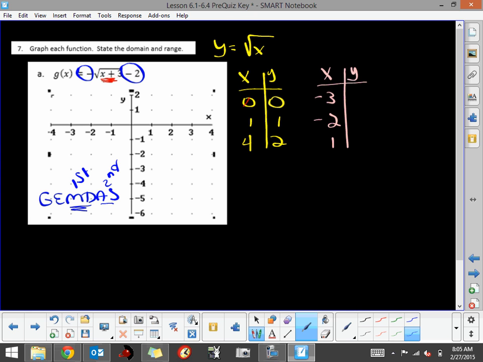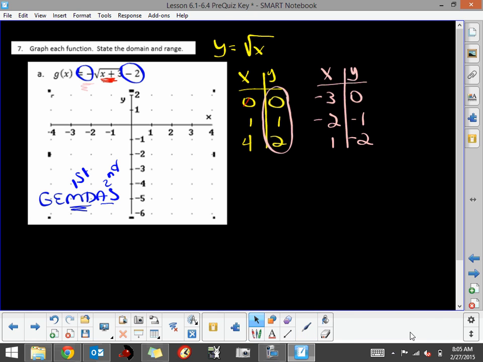So the next thing we want to do is change our y values, because those are vertical transformations. I'm going to take all of the y values in our original parent function and negate them first, because the multiplication comes first. So negative 1 times 0 is still 0, negative 1 times 1 is negative 1, and negative 1 times 2 is negative 2.